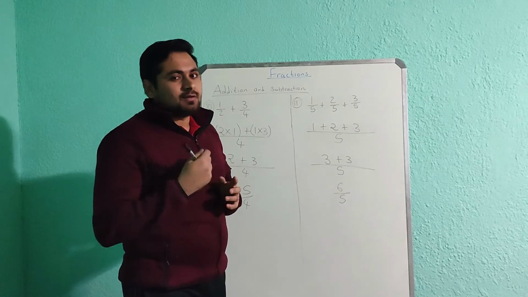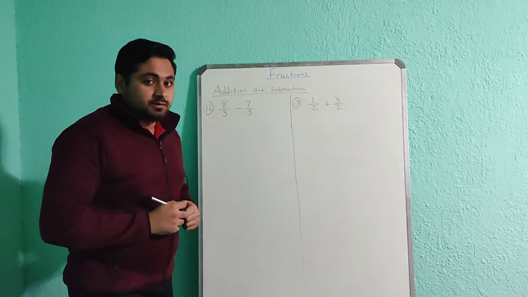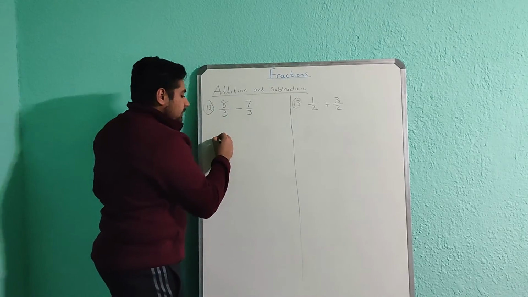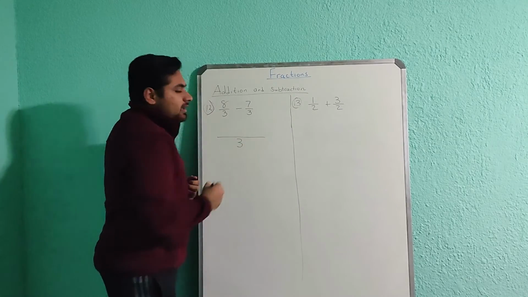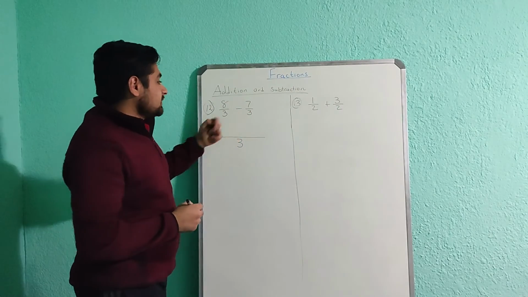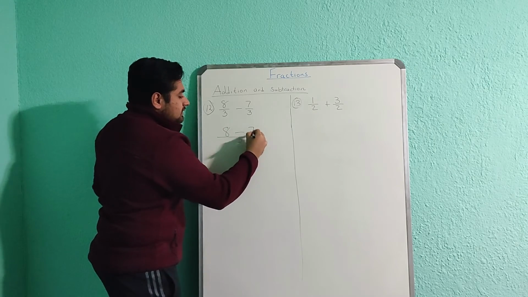Let's move on to the last two questions. Question 12 has the same denominators. So we can see we got our denominators as 3. So we simply put our denominators as they are. And now we just put our numerators as they are with the sign. So the numerator of the first fraction is 8, the sign is minus 7.